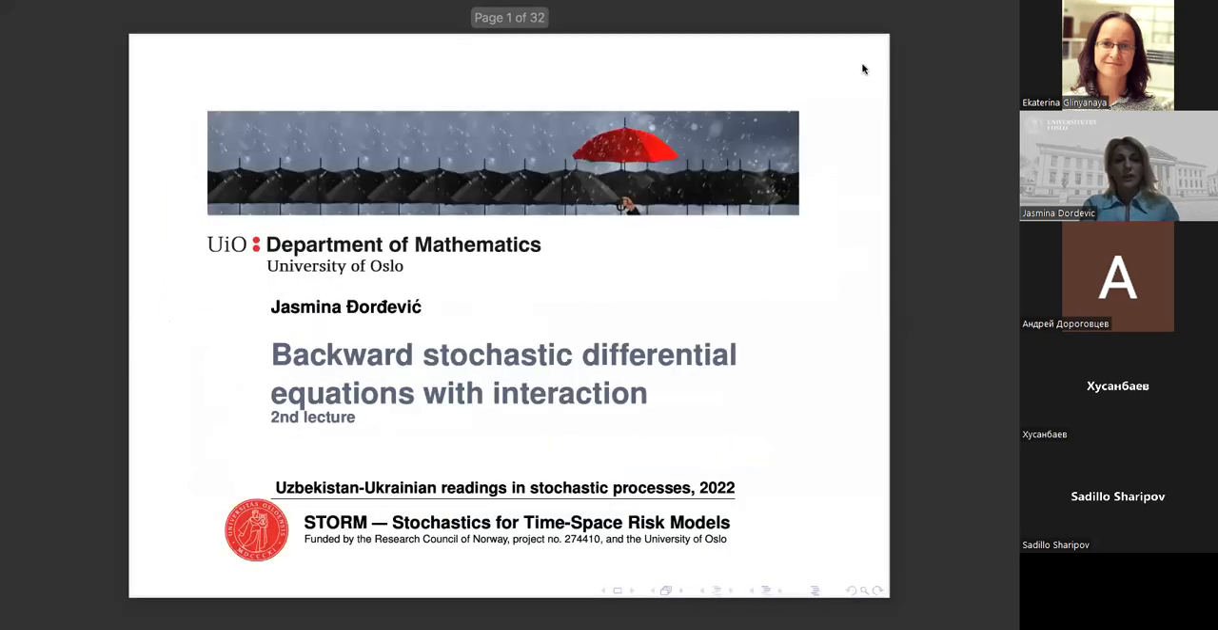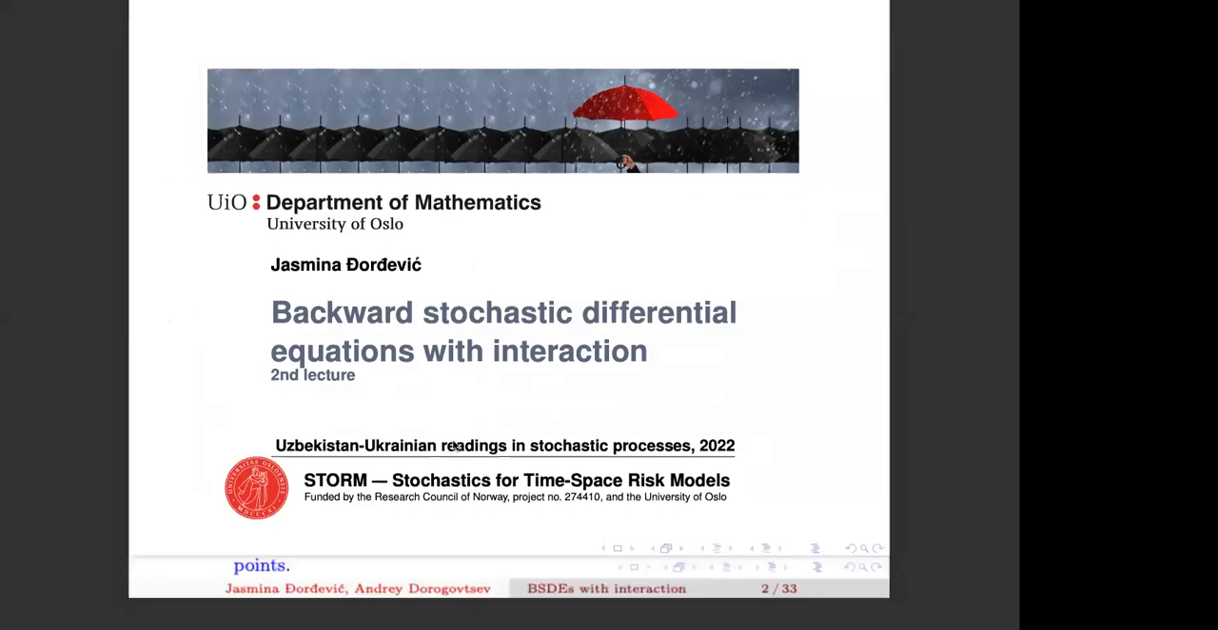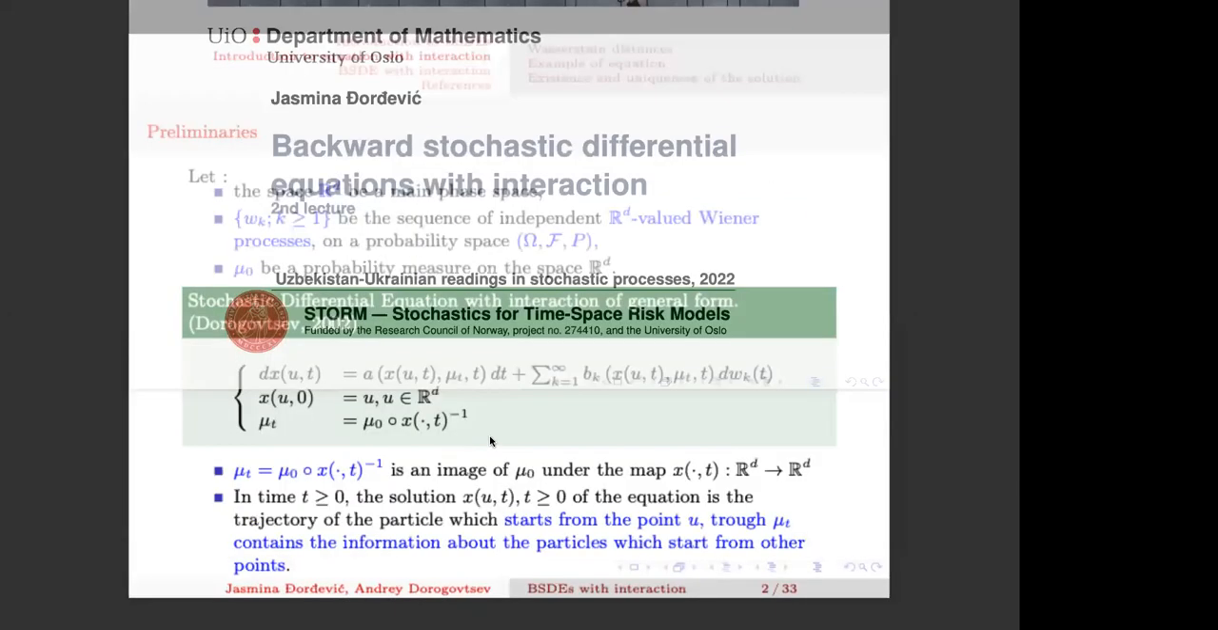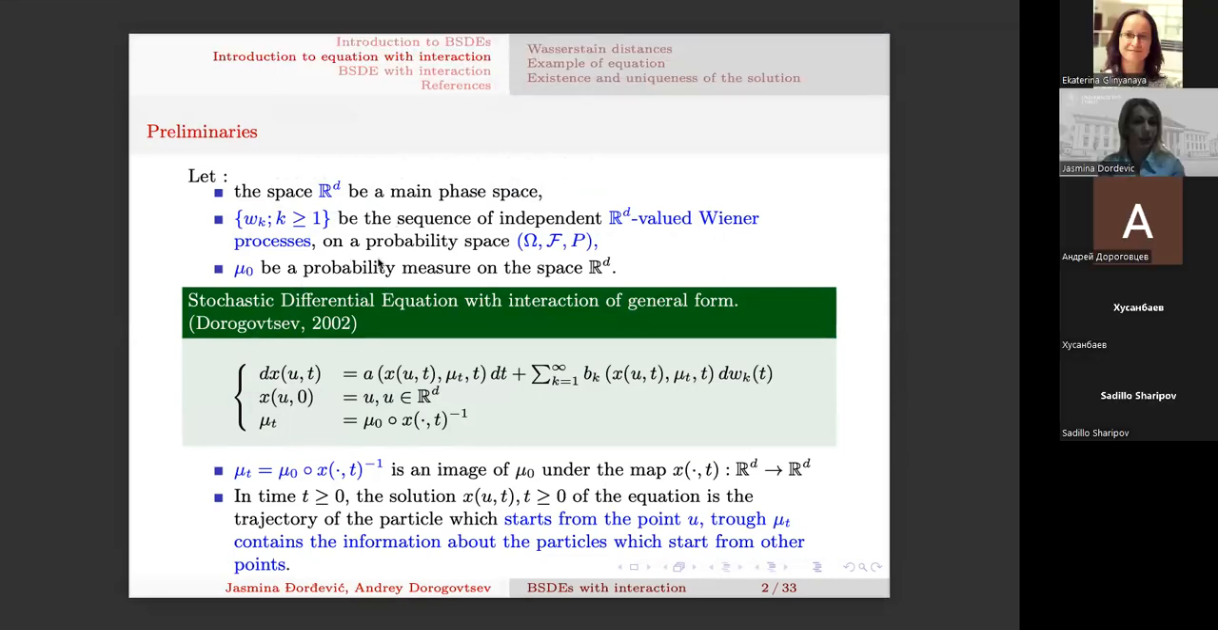Okay, so this second part of my talk is about, as Professor Djordjevich said, backward stochastic differential equations with interaction, and it is a continuation of what I was saying last week. This is joint work with Professor Andre, and also a continuation of topics which he mentioned at this seminar. Before I go to the main problem, I will give some preliminaries and recall results on the forward case for these equations with interactions.